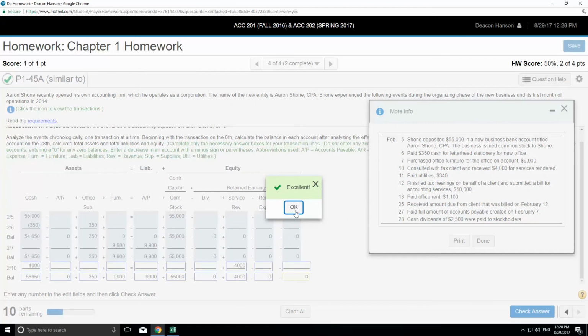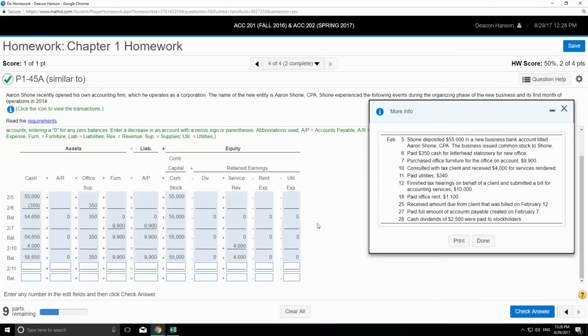This time we got excellent. Okay. Now on February 11, it says we paid utilities. So you got that verb, that past tense of pay. What does that trigger in your mind right away? Pay, pay. What account is involved in something being paid? Cash. So that's a negative effect because that's money going out. So $340 being subtracted from cash.